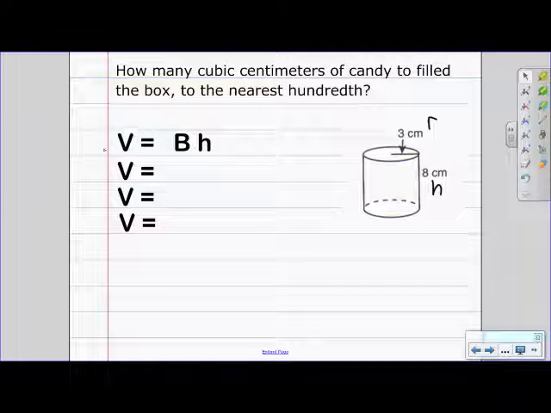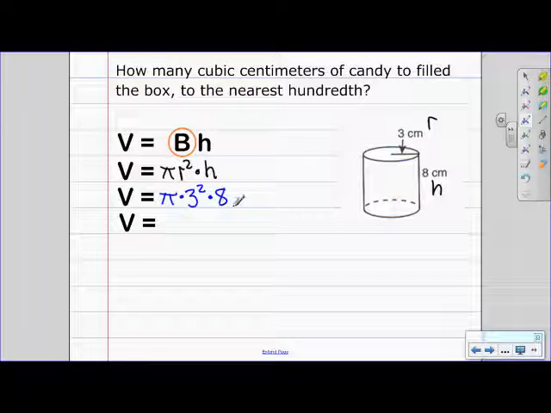So here we have our formula. So notice we have the capital B, and the capital B stands for the area of the base. And if we look at our base is a circle, which means that we now need to replace big B with the formula for the area of a circle, which is pi r squared, and then that is multiplied times the height of the cylinder. So now we can substitute to get our algebra. So pi times the radius, 3 squared, times the height of the cylinder, 8.